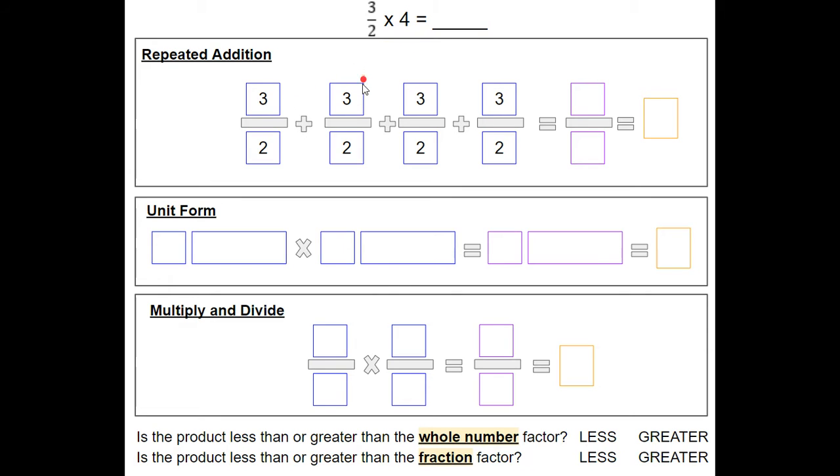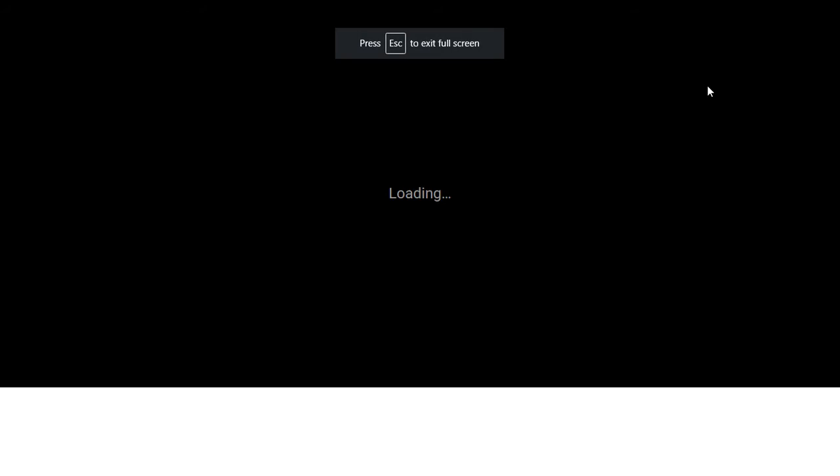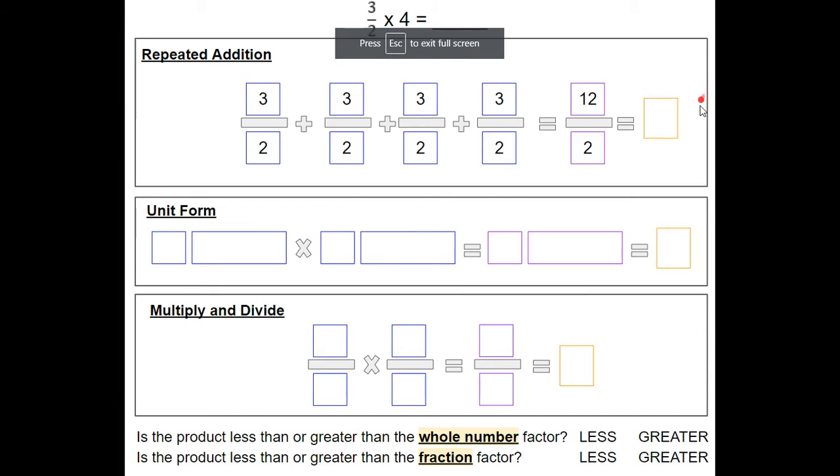3 halves plus 3 halves is 6 halves, because remember, the denominator stays the same when we're adding. 6 halves plus 3 halves is 9 halves, and 9 halves plus 3 halves is 12 halves. So our numerator is going to be 12, and our denominator is 2. Notice the numerator is larger than the denominator, meaning there's more than one whole in here.